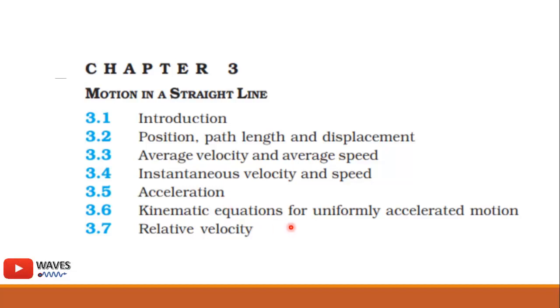And the kinematics equations, which you must have already studied: s is equal to ut plus half at square, v square is equal to u square plus 2as, and v is equal to u plus at. Those equations are derived here graphically, as well as using the calculus method. Apart from that, we have relative velocity as the final topic of this chapter.